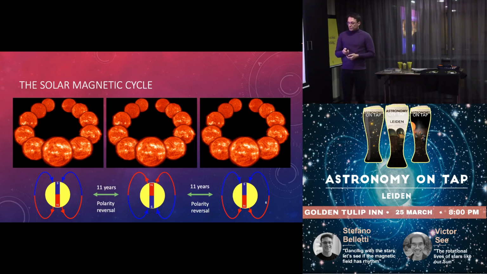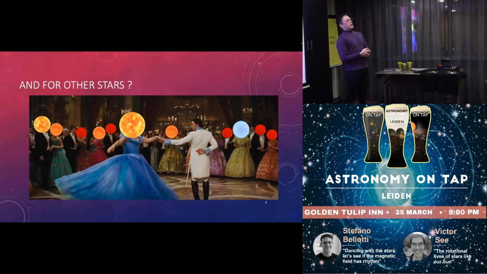Now, the sun has rhythm in that sense. It's capable of sustaining a magnetic field throughout its lifetime. It is 11 years long, or 22 years long. And we can explain that, more or less.